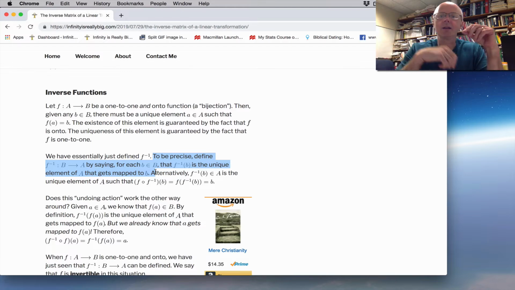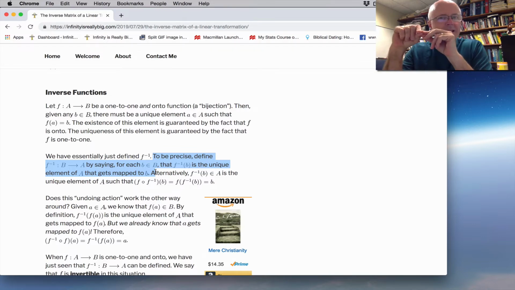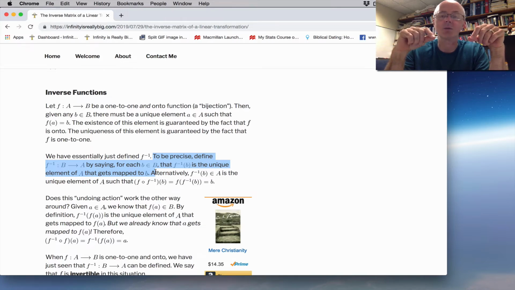Given an element little b in capital B, let f inverse of little b be the unique element in capital A that gets mapped to b. Okay, and that's a little confusing. You've got to really think about that. First of all, why is there a unique element in capital A that gets mapped to b? That's because f is one-to-one and onto. The fact that f is onto means there's some element in capital A that gets mapped to b, and the fact that f is one-to-one means it's unique. Okay, and that means you can define it.